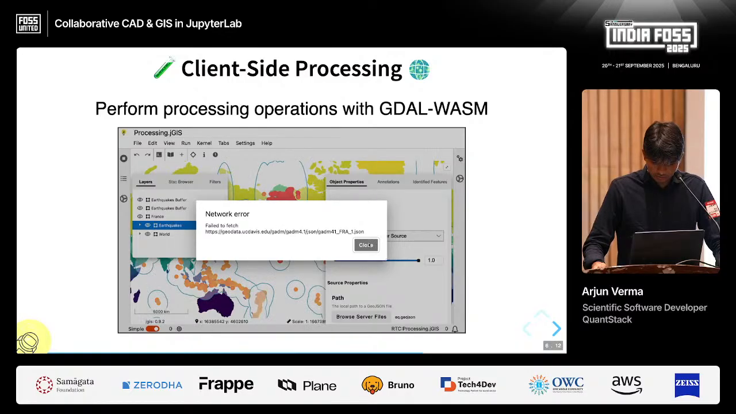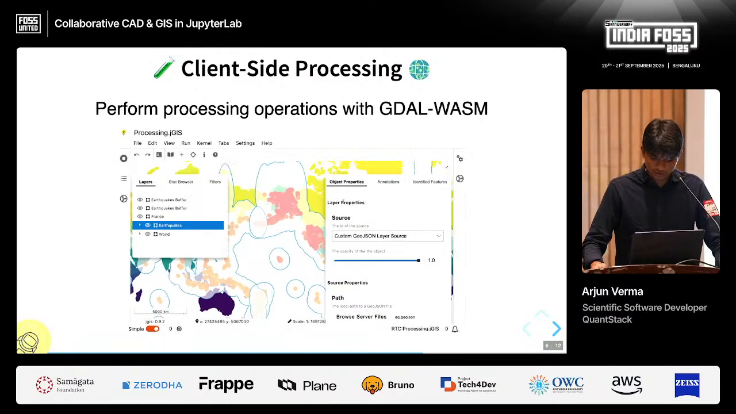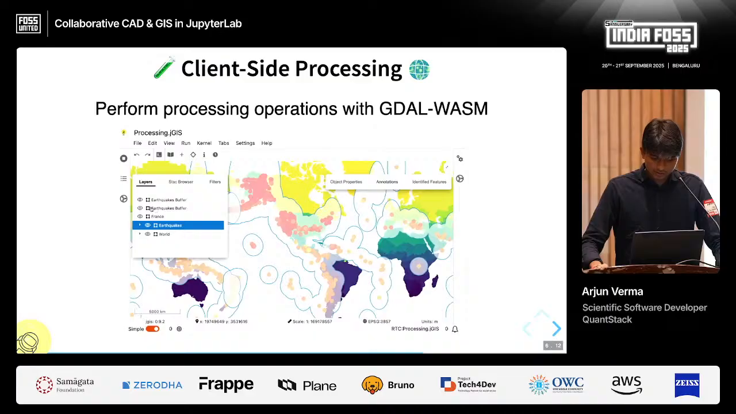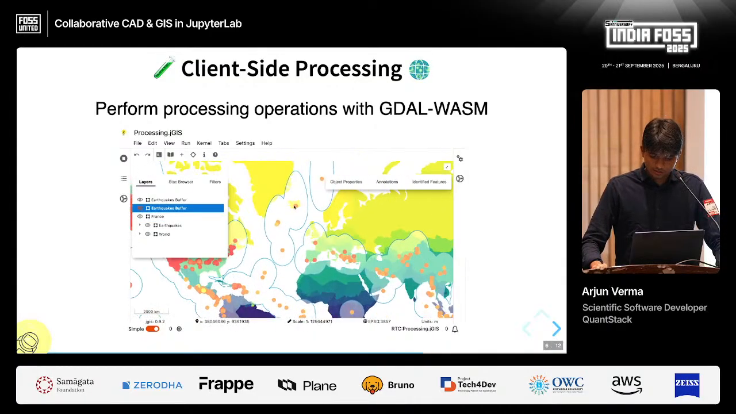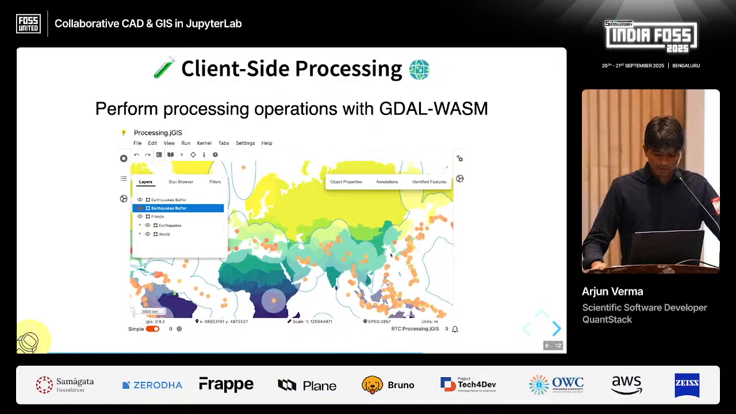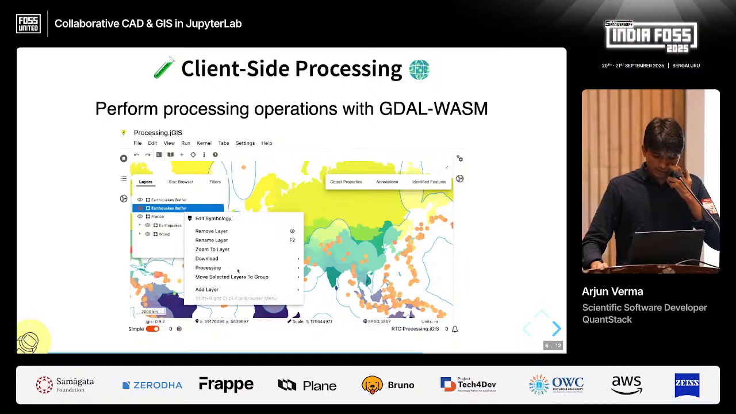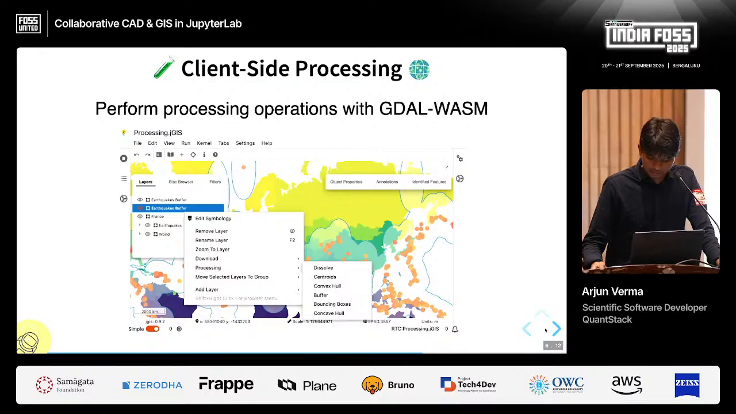Okay, now you see that the buffer has been created. I did it a couple of times, so that's why you see 2 layers, but all the things that are in this radius are at risk. And you can do all of these options that are here. You can do dissolve, centroids, convex hull, buffer, bounding box, and everything.